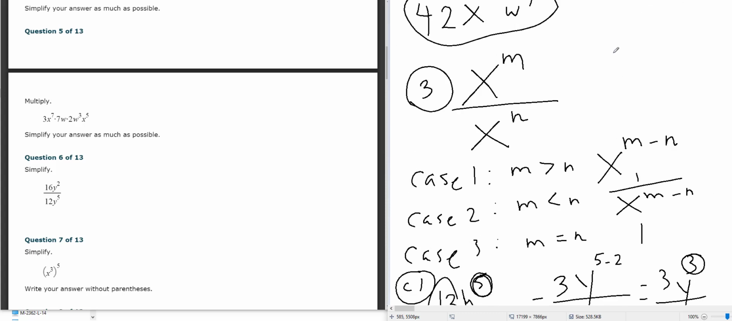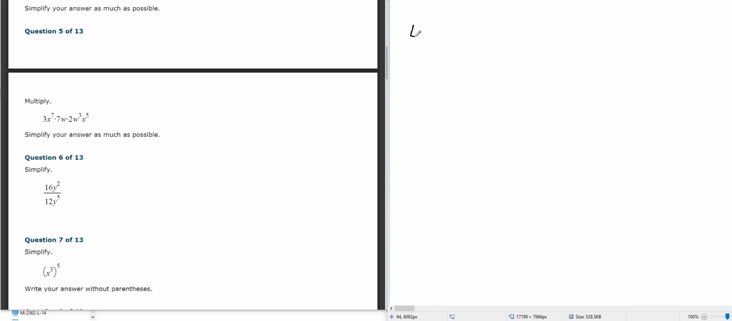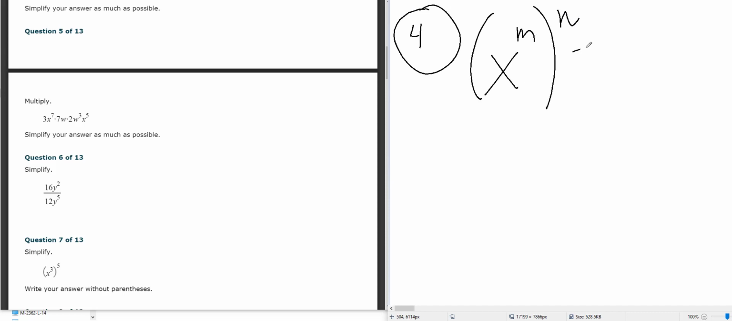So that was our third rule of exponents. Now let's go to our fourth rule of exponents. It says when you have a base to a power raised to another power, you multiply the exponents. Let's see why. We'll do the one that's on the lesson, x to the 3rd to the 5th.